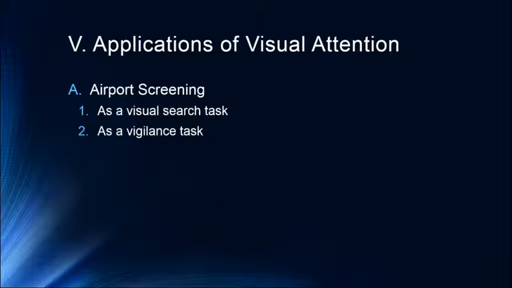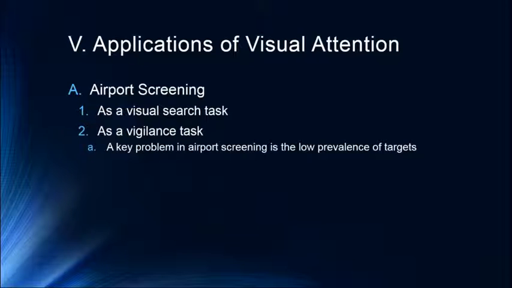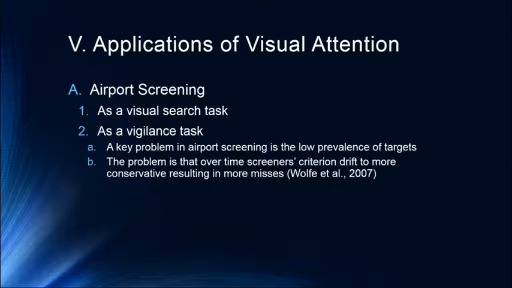But one other important part of this has to do with airport screening as a vigilance task. Now remember, they're sitting there for, it used to be, long periods of time. Before 9/11, people would sit at that screening checkpoint for hours on end. And now they're limited to 1 hour, and part of that has to do with the vigilance problem. So a key problem in airport screening is the relatively low prevalence of targets. There just simply aren't that many people coming through with things like improvised explosive devices.